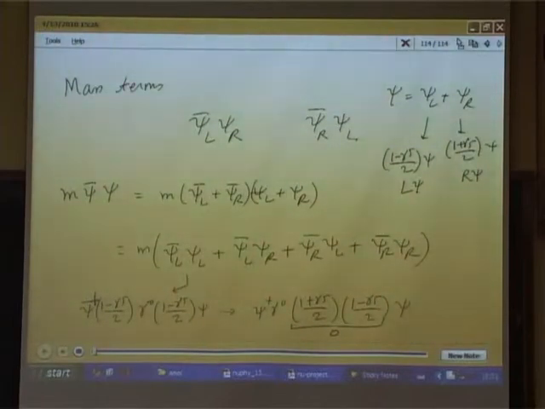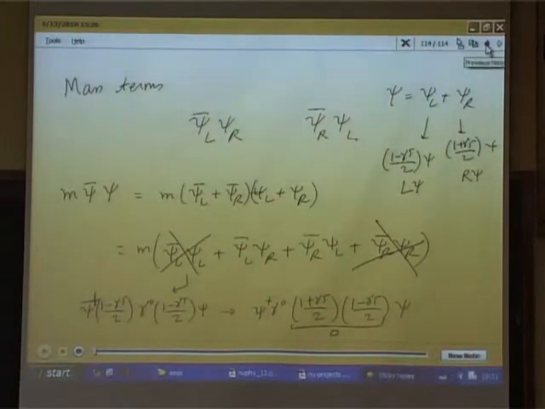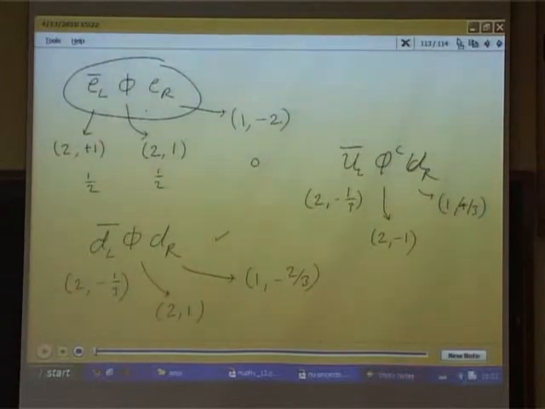Similarly, psi R bar psi R terms are always 0. So the mass term, although you write it as m psi bar psi, basically means m times psi L bar psi R plus psi R bar psi L. In fact, that is what we had in all the terms that we wrote down. All of this form. So this looks like psi L bar psi R, and similarly there is its conjugate, psi R bar psi L.